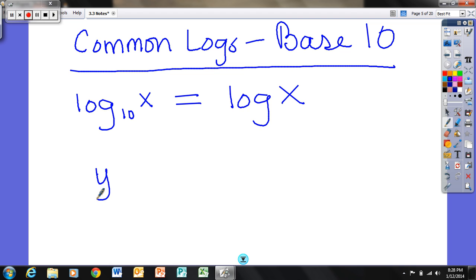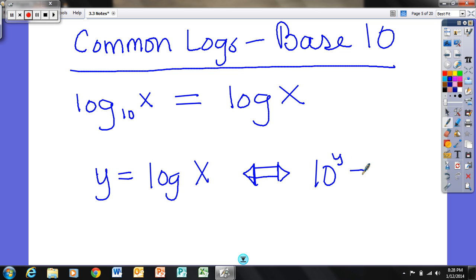So this means that y equals log x is the same as, so I'm going to put arrows on both sides, 10 to the y is equal to x. Those can go back and forth. Remember, they're inverses of each other. So let's try a couple of examples with log base 10.